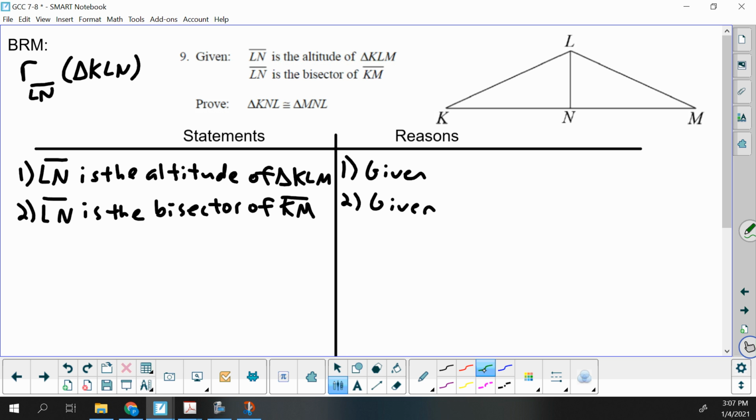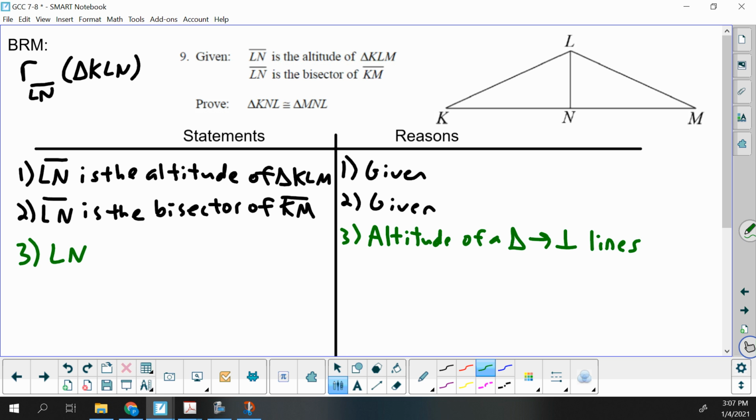So our first given talks about an altitude. Let's go ahead, we'll do our altitude reason. Altitude of a triangle implies perpendicular lines. We're pointing at perpendicular lines, so we need to say which are perpendicular. Well, LN's the altitude, so that has to be one of them. So LN is perpendicular to. And just see where does LN then meet with a right angle? Where does it make that upside down capital T? Well, that's KM.